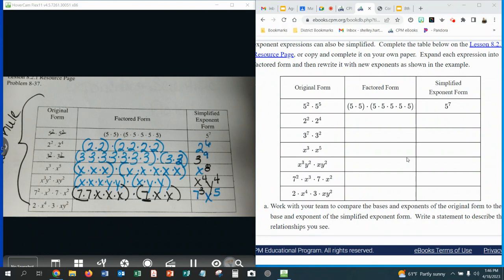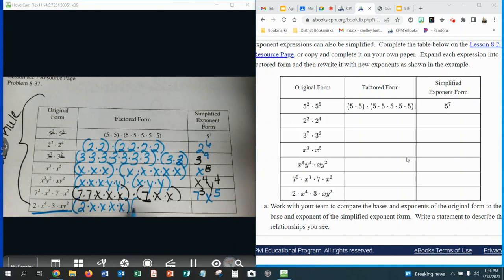Okay. Who is going to brave up and discuss the last one with me? I've got 2 times x times x times x times x times 3 times x times y times y.